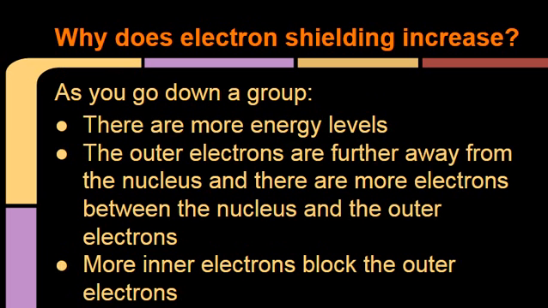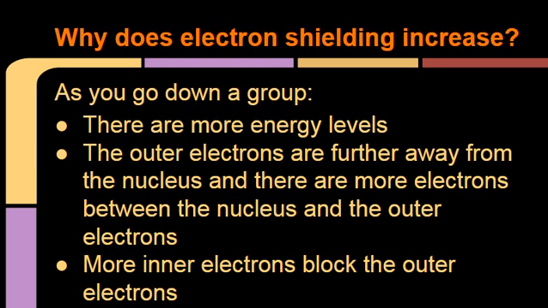So why is that? Well, like we said, you keep on adding more energy levels as you go down a group. So period 1 is going to have 1 energy level. Period 2, you have 2 energy levels. Well, right away, those outer electrons are now further away than the outer electrons in period 1. So as you keep on going further and further away from the nucleus by adding on energy levels, those outer electrons, valence electrons, keep getting blocked from the nucleus by all of those inner electrons.